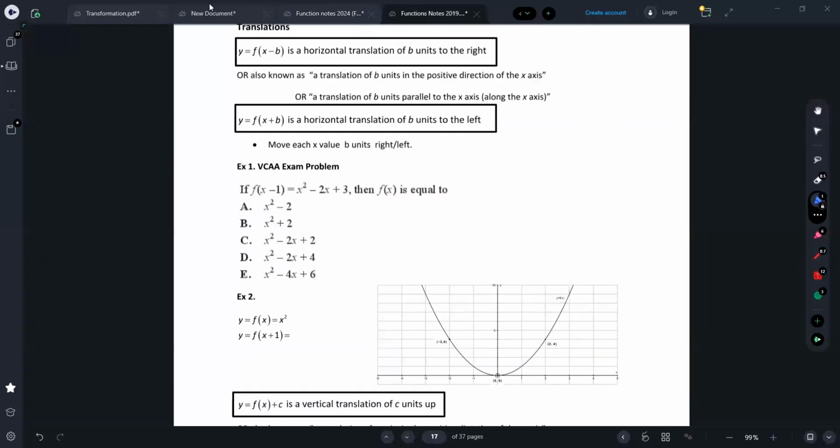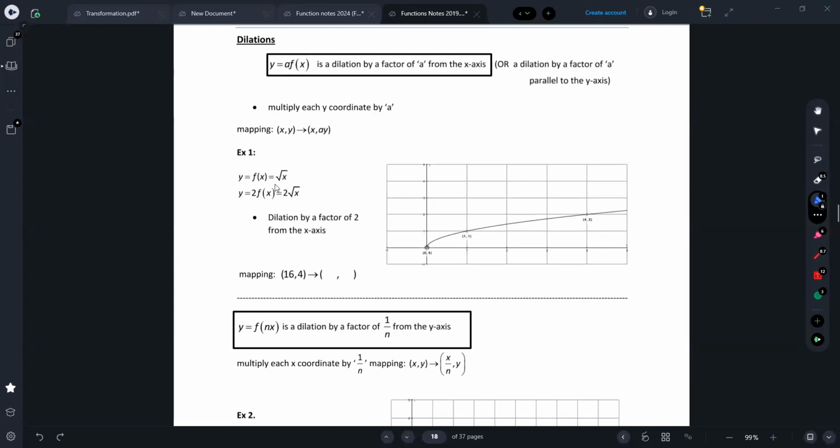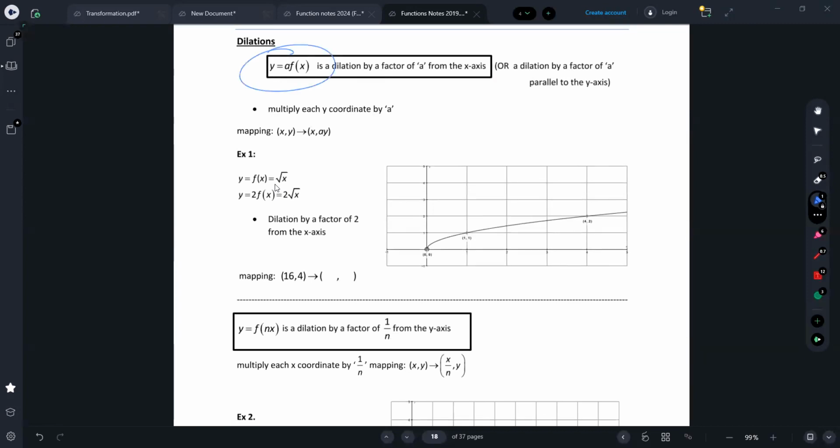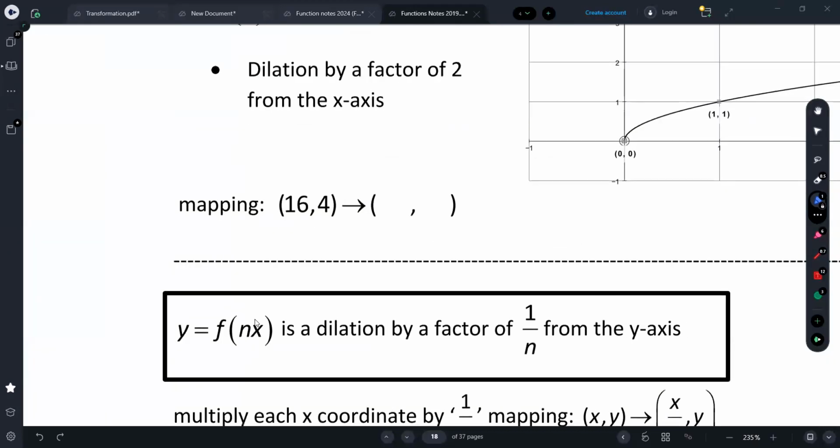So that's the left and right transformations. This is up down, right? Dilation by a factor of a from the x-axis. In what I've written, I flipped this. I had 1 over n here, and then it's dilation by a factor of n from the y-axis. But it's the same thing.